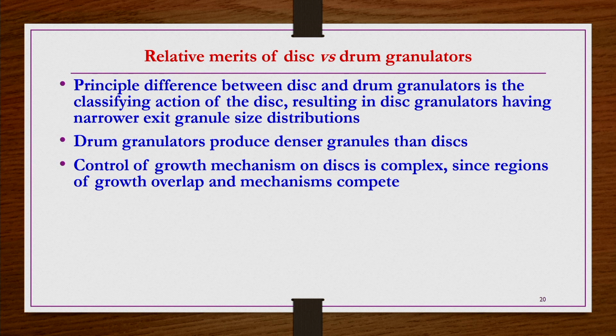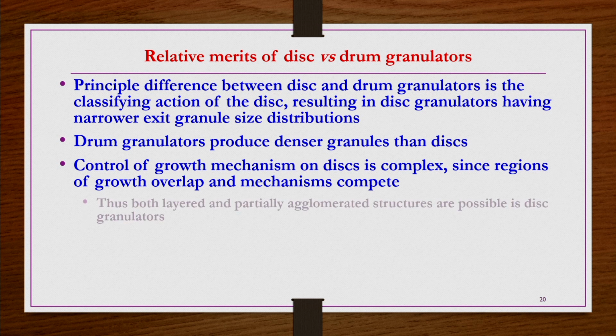Control of growth mechanism on a disk is very complex because regions of growth overlap and mechanisms in general compete with each other. So, controlling the growth mechanism on a disk granulator is very difficult, which we have already seen. Because of this overlap and competition, both layered and partially agglomerated structures are possible in disk granulators. Rather than proper complete granules, you may get layering of the particles or partially agglomerated structures.